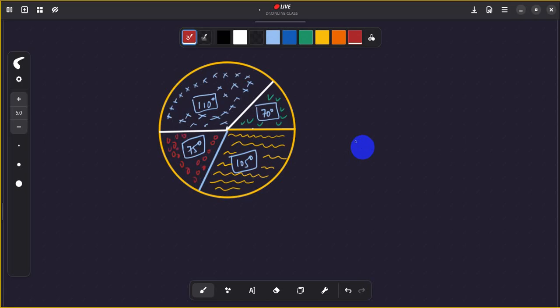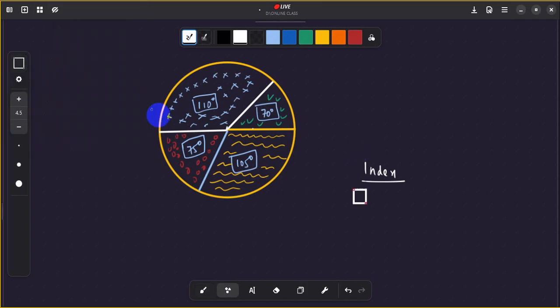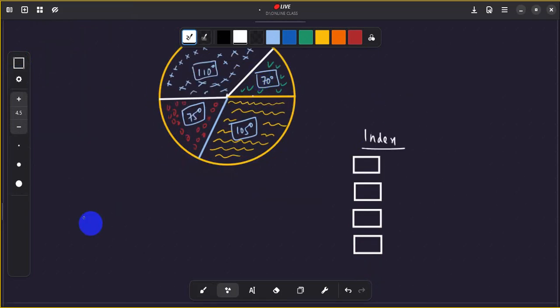Now after this, we have to write the index. Finally, we'll give index here. Now in this index, we will give the symbols. How many are there? Four. So let's make four boxes. Four boxes, and the first one, this 70 degrees, here we gave tick marks.